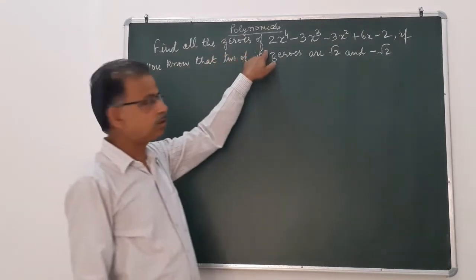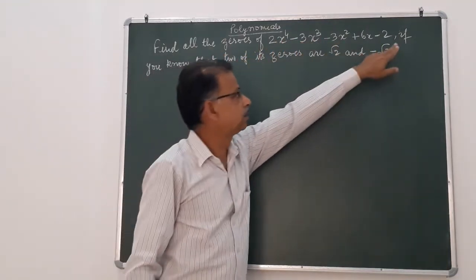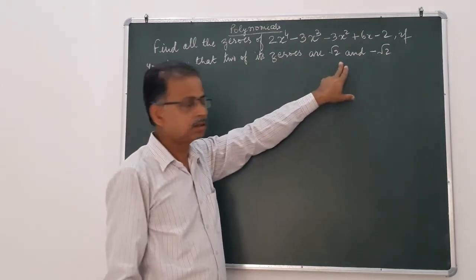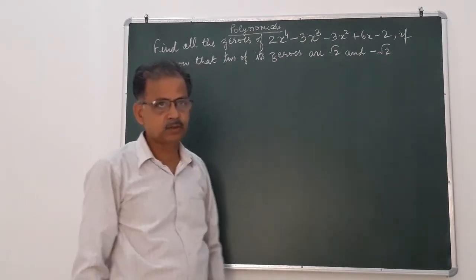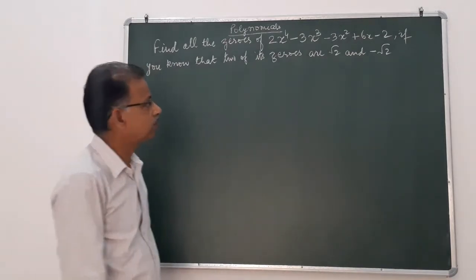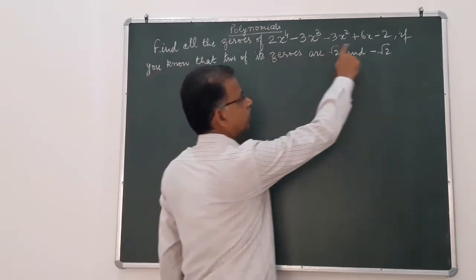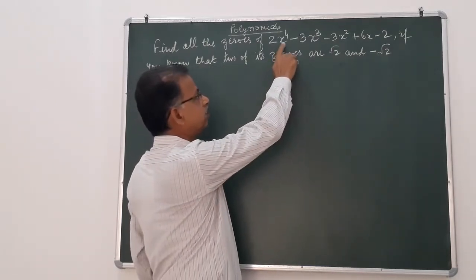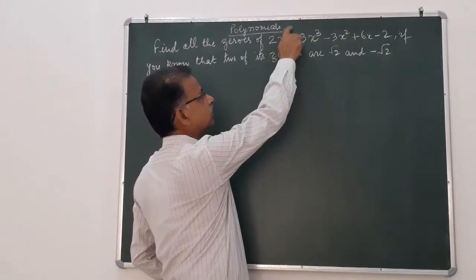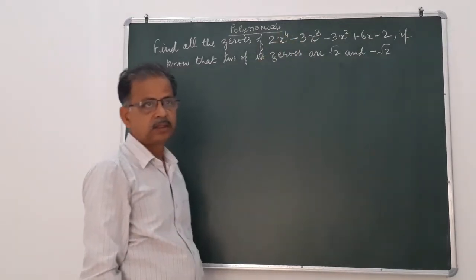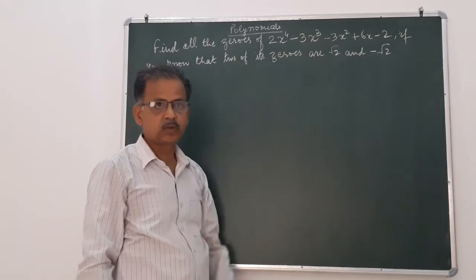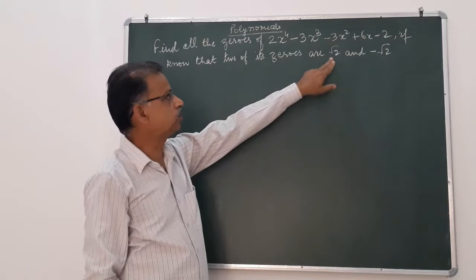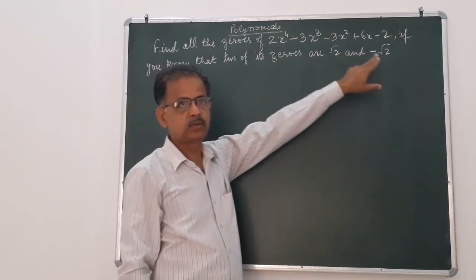Find all the zeros of this polynomial if you know that two of its zeros are root 2 and minus root 2. First of all, observe this polynomial. In this polynomial, maximum power of x is 4. It means this polynomial has at most 4 zeros, out of which 2 zeros are given, root 2 and minus root 2.